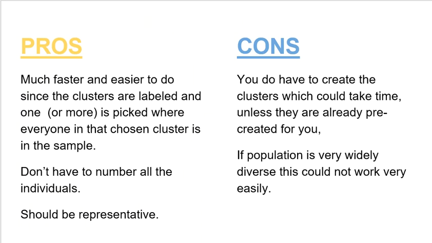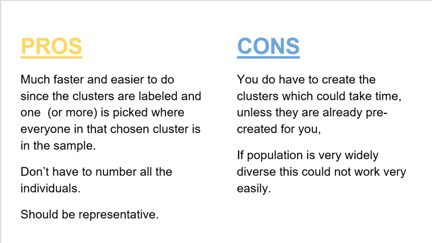So, the pros: it's so much faster. You're not labeling the people, you're labeling the groups, making it so much faster to do the picking. You don't have to number all the people, and guess what? It's still representative. The cons, though, is that you do have to create the clusters. Now, if they're pre-created for you, like the lunches, well, that is awesome.